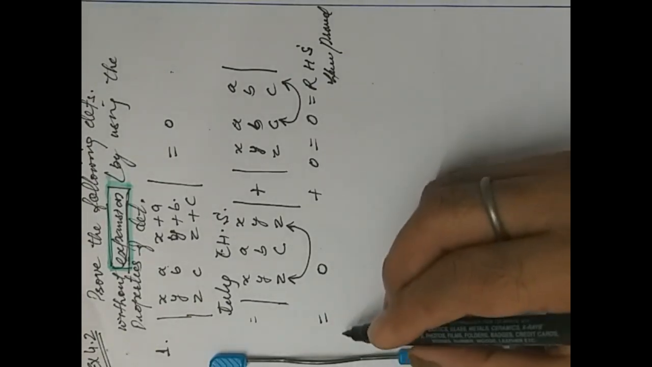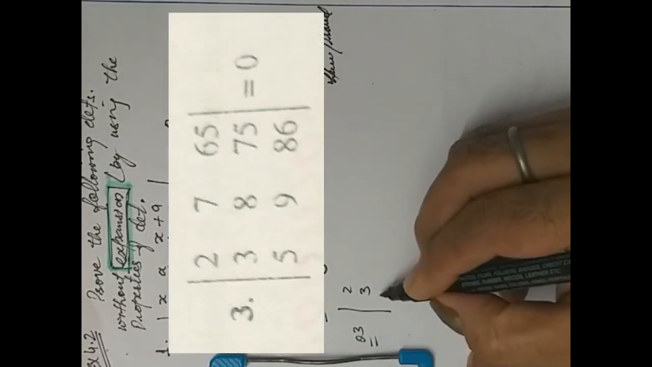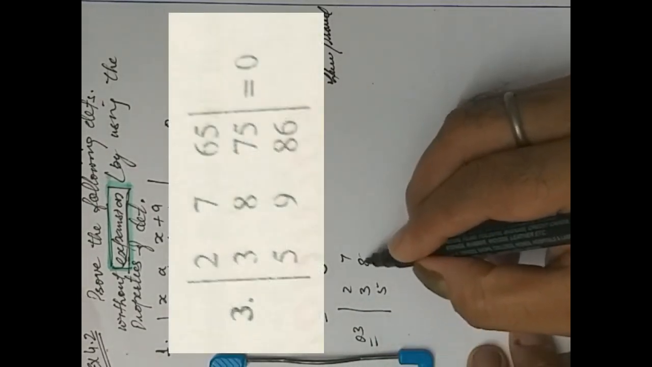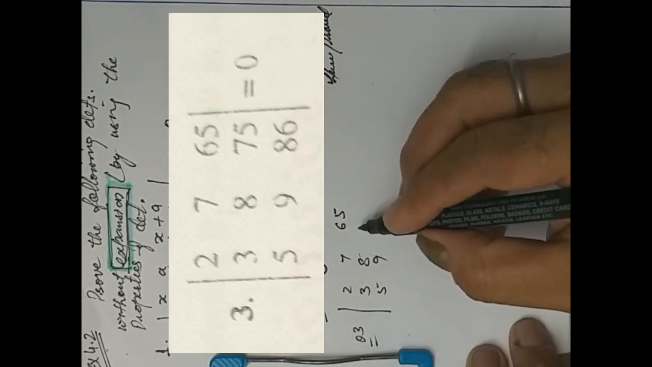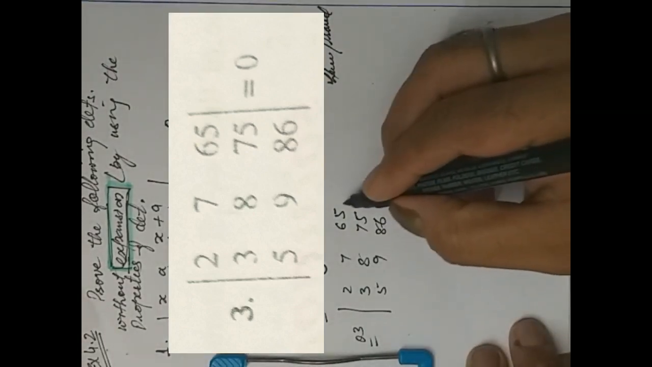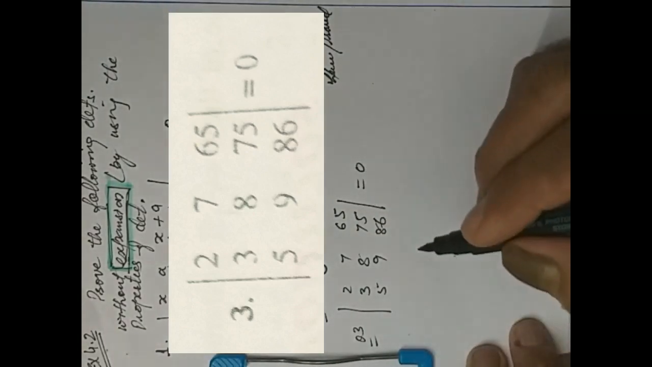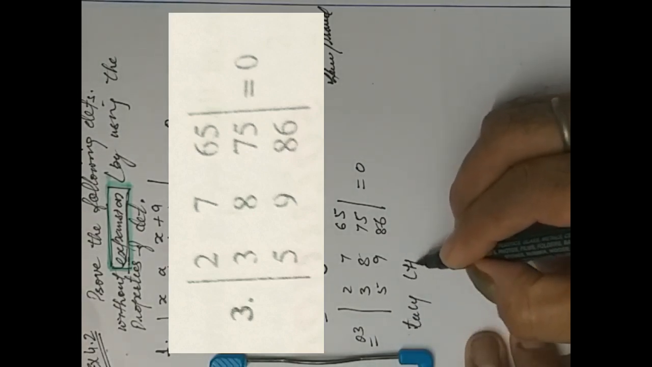Then question number 3: the determinant with rows 2, 3, 5; 7, 8, 9; 65, 75 and 86 is equal to 0. This we have to prove. So again, taking left hand side is this one.